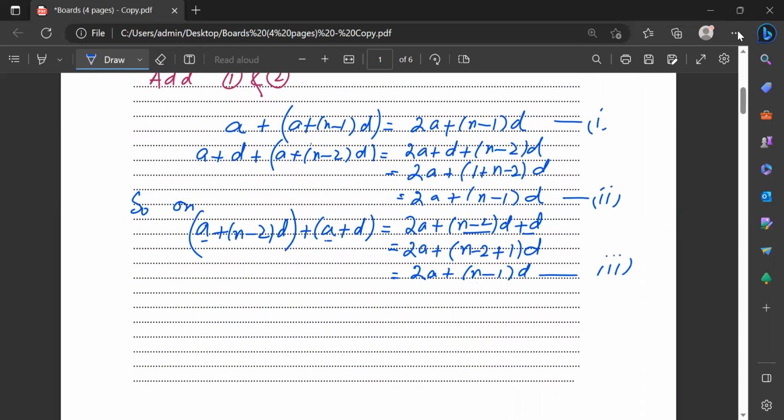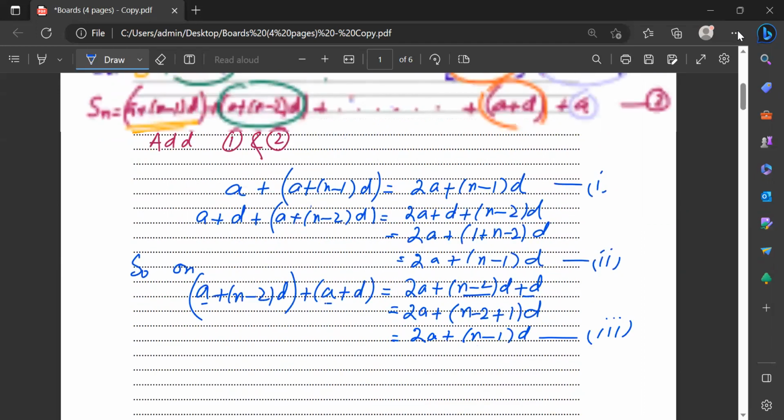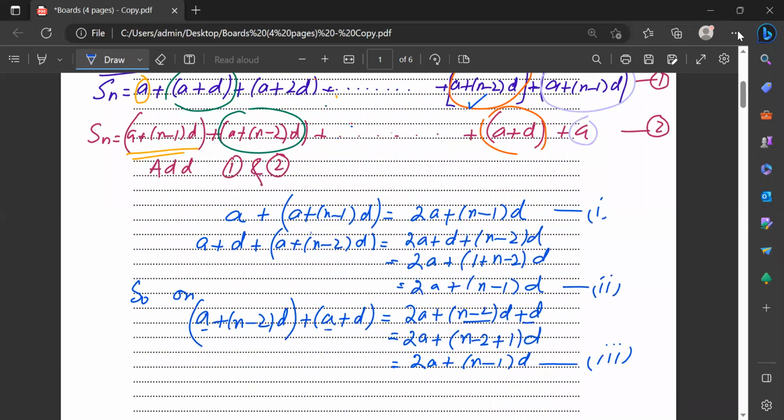So it means that the sum of the first term added to the corresponding term of the second is the same.